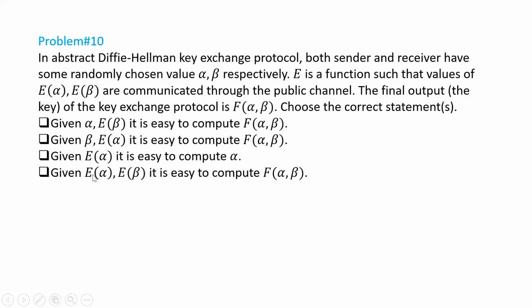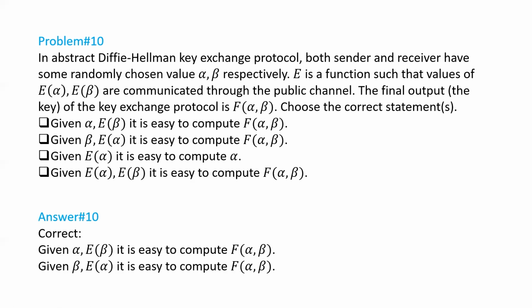Also, for the same reason, given e of alpha and e of beta, it should not be easy to compute f of alpha comma beta. Otherwise, the adversary would have come up with the correct key f of alpha comma beta by seeing the transcript e of alpha and e of beta. So the last two options are not correct.